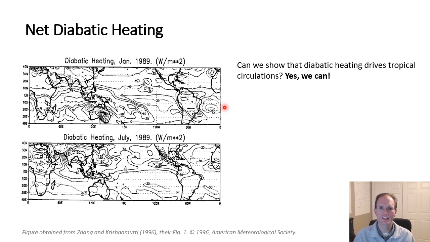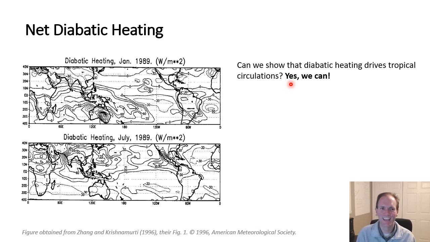So then we can ask the question, having talked all about what diabatic heating is, what it means in terms of enthalpy, what forms it takes, and where we tend to see them, can we show that diabatic heating drives tropical circulations? And just like Bob the Builder, yes, we can. We can show that it drives tropical circulations.